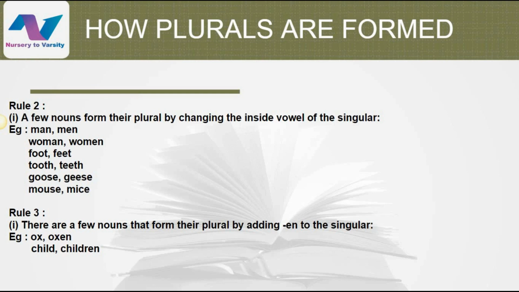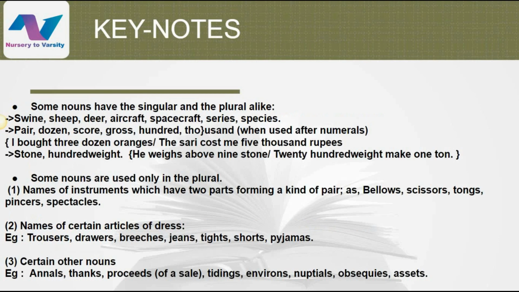Now, rule 3. That is, there are a few nouns that form their plural by adding en to the singular. Like if I say ox, that's simply oxen. If I say child, that's children. So basically adding en to the singular. This is rule number 3.